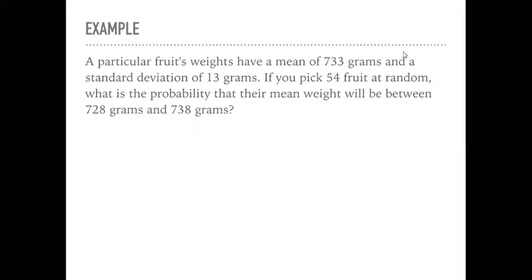In this next example, we're again finding a probability. This particular fruit's weights have a mean of 733 grams and a standard deviation of 13 grams. If you pick 54 fruit at random, what is the probability their mean weight will be between 728 grams and 738 grams? So we have the mean of our data values and the standard deviation of our data values. We have n.